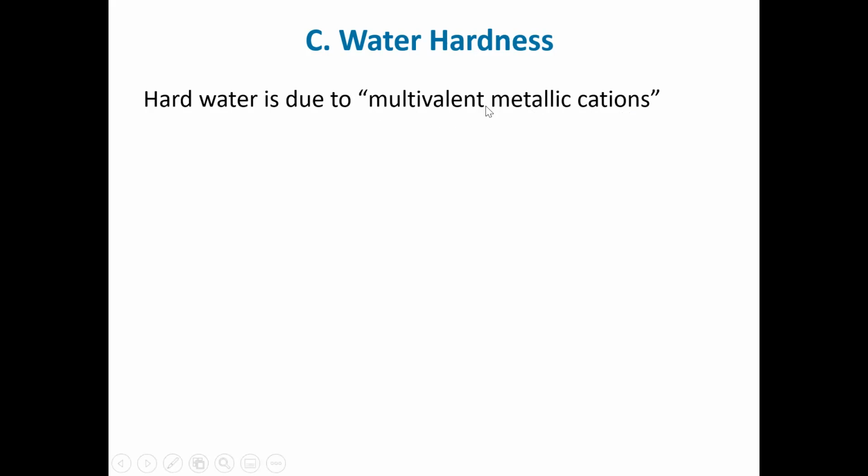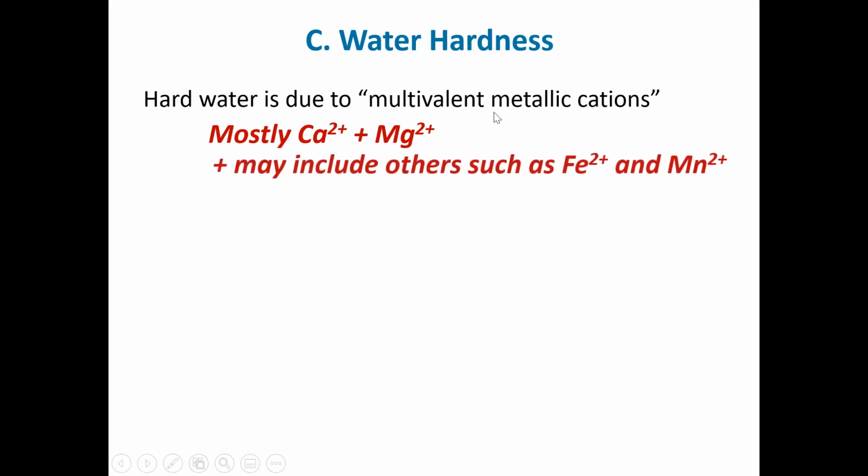And since it's metallic, it's going to have a positive charge. So the reality is, when we're talking about water hardness, it's mostly calcium and magnesium. Those are the two that are always found in the most abundance, at least in natural water samples. There may be other things you might see in labs or industrial processes. They're going to have a different variety of ions.